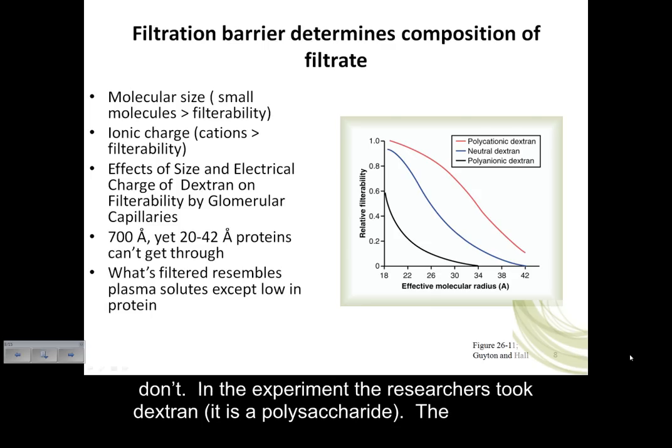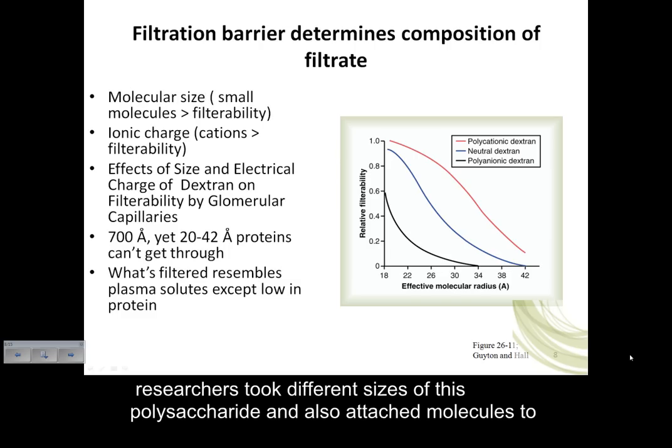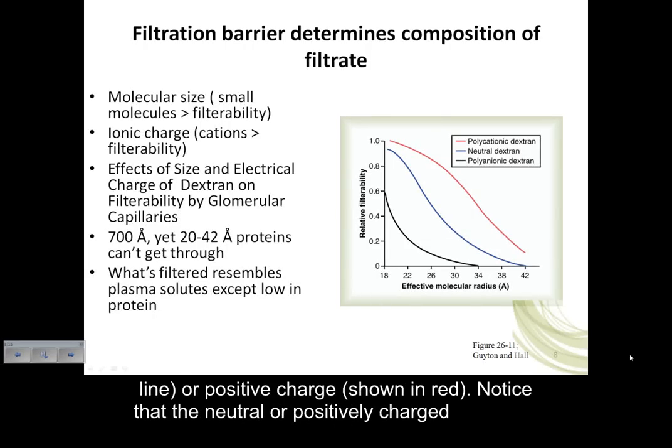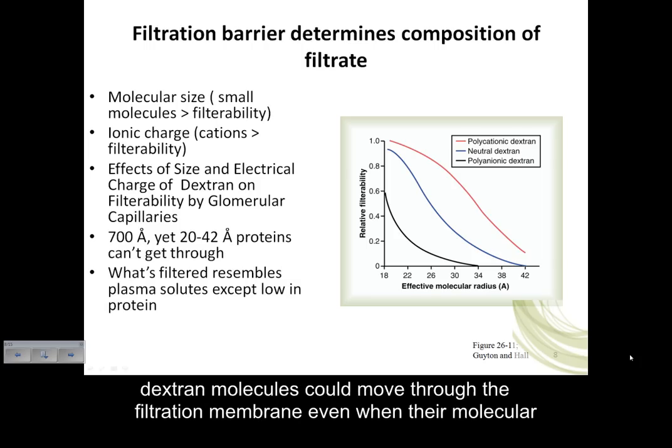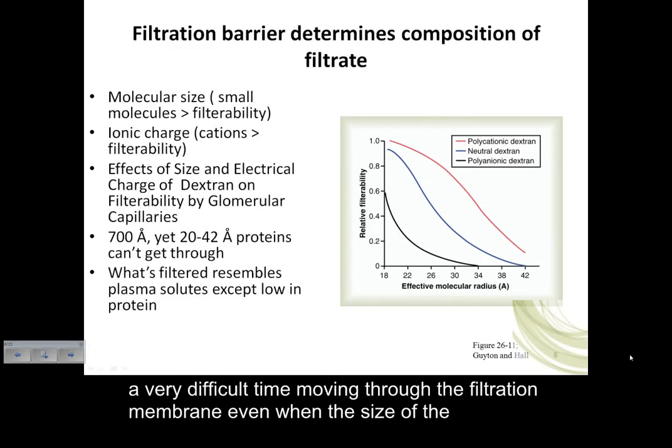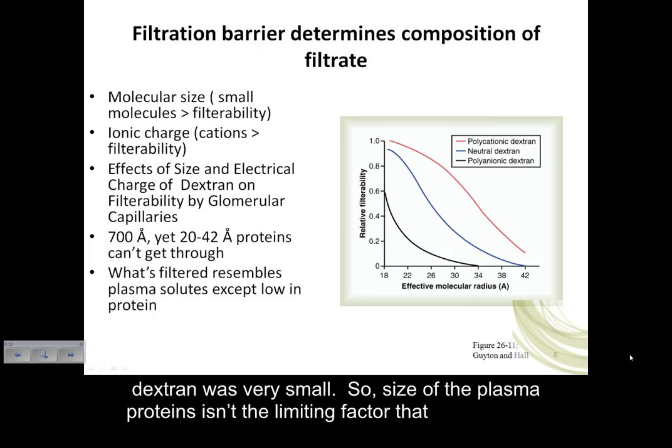In the experiment, the researchers took dextran. It is a polysaccharide. The researchers took different sizes of this polysaccharide and also attached molecules to it to give it an overall negative charge, shown in black, or neutral charge, blue line, or positive charge, shown in red. Notice that the neutral or positively charged dextran molecules could move through the filtration membrane even when their molecular radius was rather large. Notice the x-axis. But notice the negatively charged dextran had a very difficult time moving through the filtration membrane even when the size of the dextran was very small.